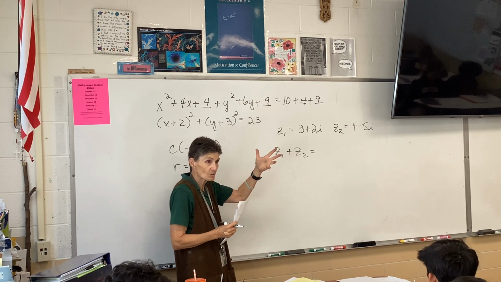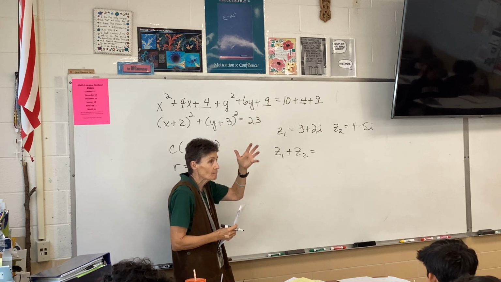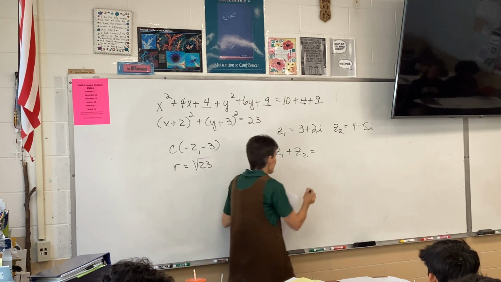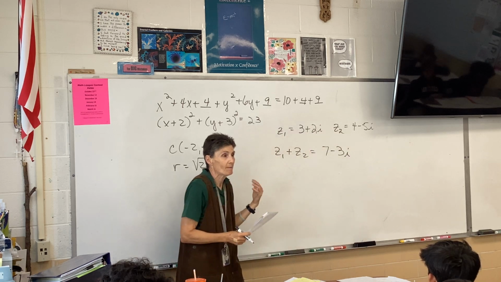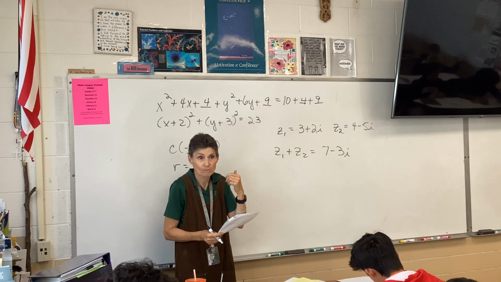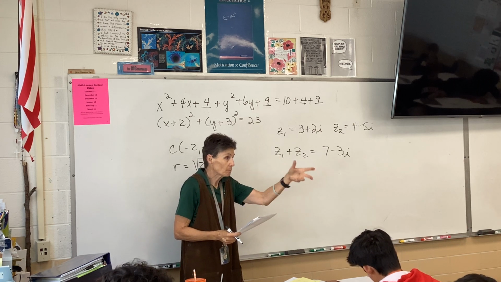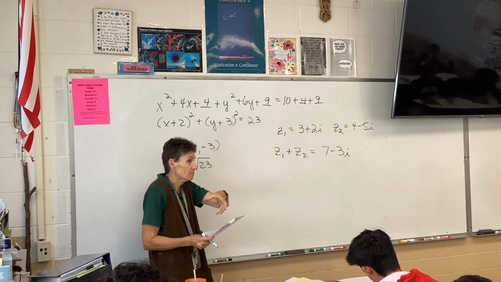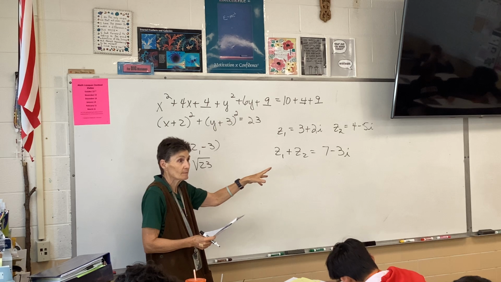Well, what do you think the answer is? If you add them together. Take a wild guess. You'll be right. 7 minus 3i. How did she do that? Combine like terms. That's it. Treat those i's like x's. Add the plain numbers, and add the parts with i's. Is that okay with everybody?